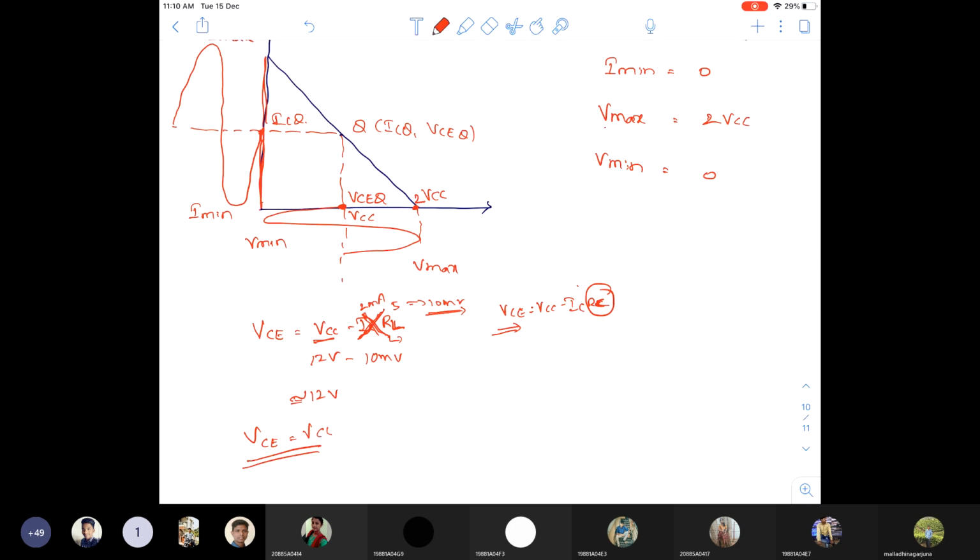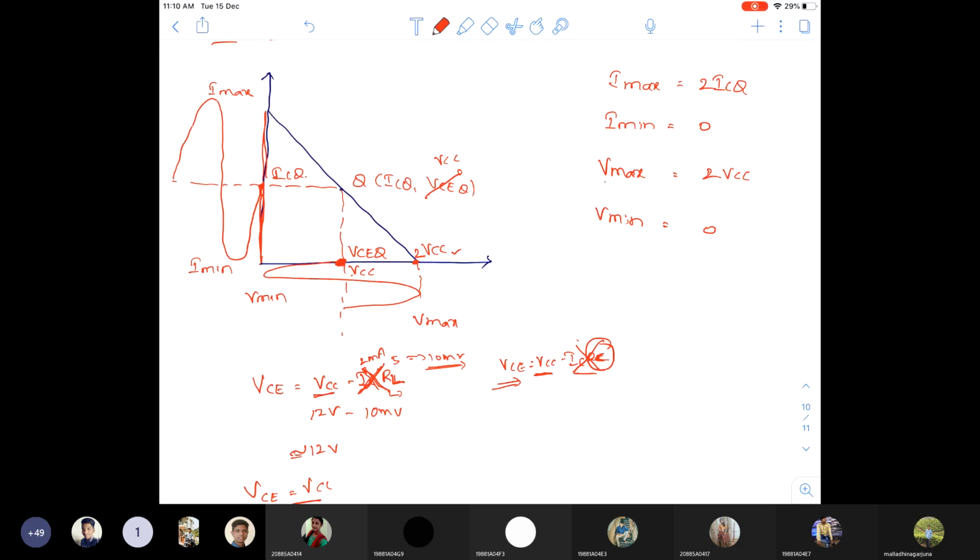Compared to the VCC, this is a negligible amount, so you can remove it. So VC equals VCC. This Q point itself is VCC, so we can write it as ICQ, VCC. If it is VCC, then Vmax becomes 2 VCC. So Imax equals 2 ICQ, I minimum equals 0, Vmax equals 2 VCC, V minimum equals 0. Any doubts in this?